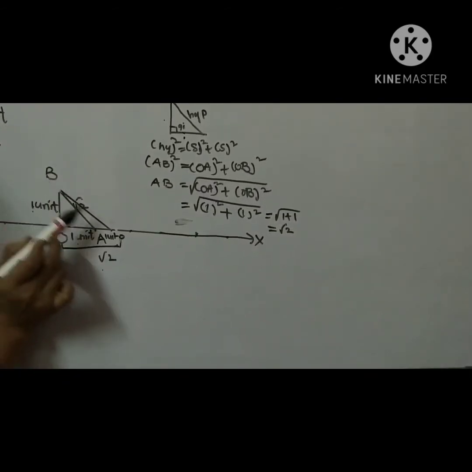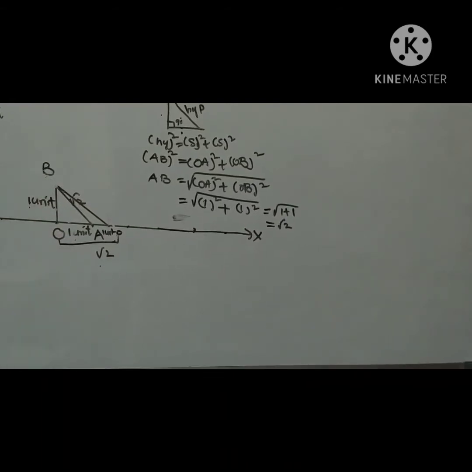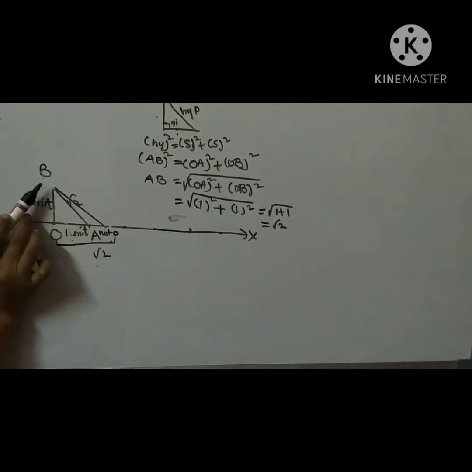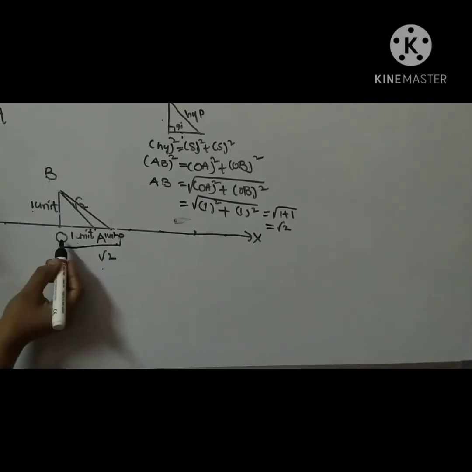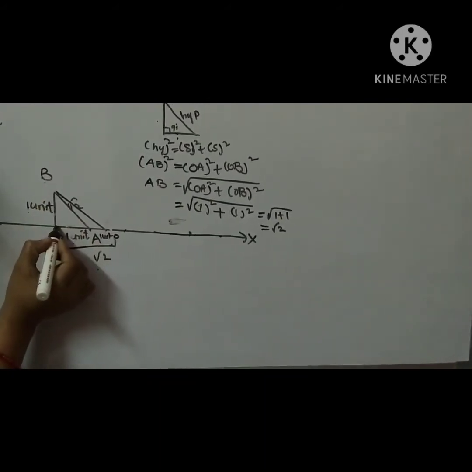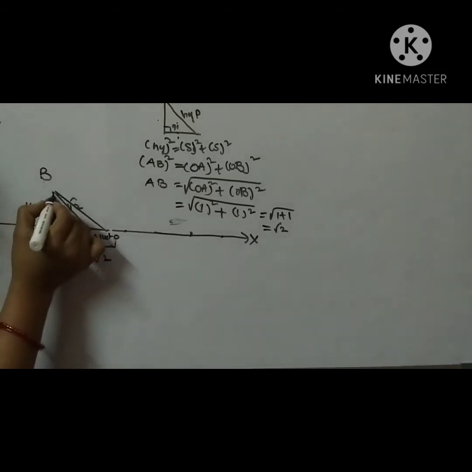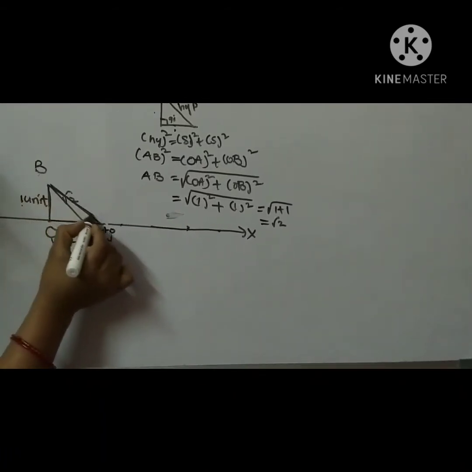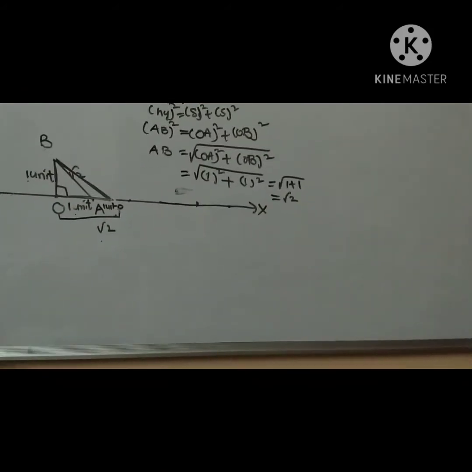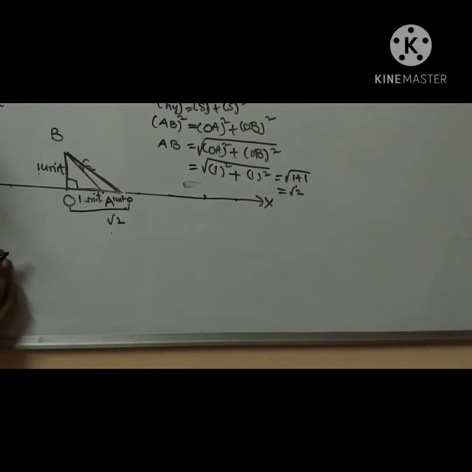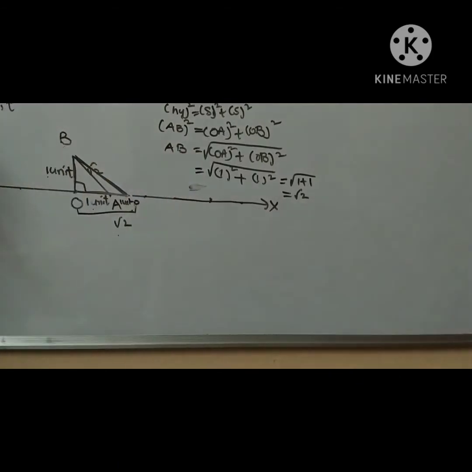You find the BP or PB distance. Okay children, here also you apply the Pythagoras theorem. It is a right angle triangle, so we apply the Pythagoras theorem.